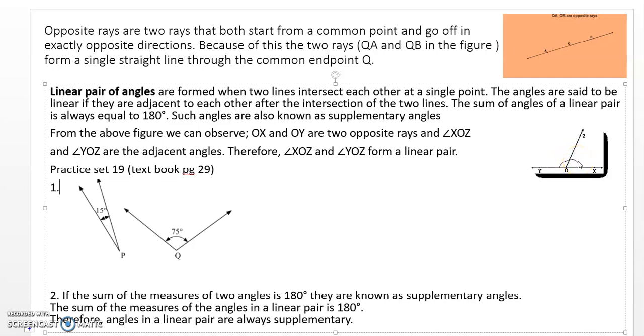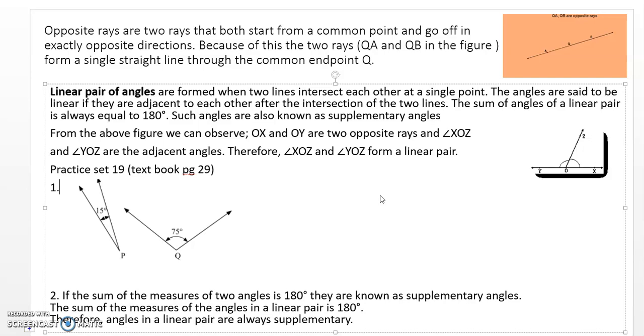Now from the above figure, what you can see is OX and OY. These are the two opposite rays of angle XOZ. Just remember, OX and OY are the two opposite rays, and angles XOZ and YOZ are the adjacent angles. Therefore XOZ and YOZ form a linear pair. Now we'll solve set 19. Set 18 we will do afterwards.